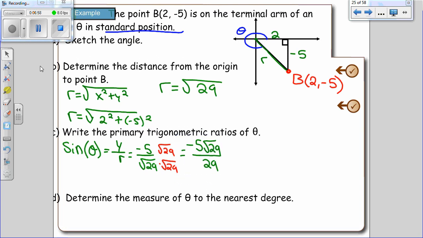Okay, now we're going to do the cos ratio. The cos ratio was x over r, which we had learned in previous lessons. That would be 2 over root 29. When you rationalize that, it becomes 2 root 29 over 29.